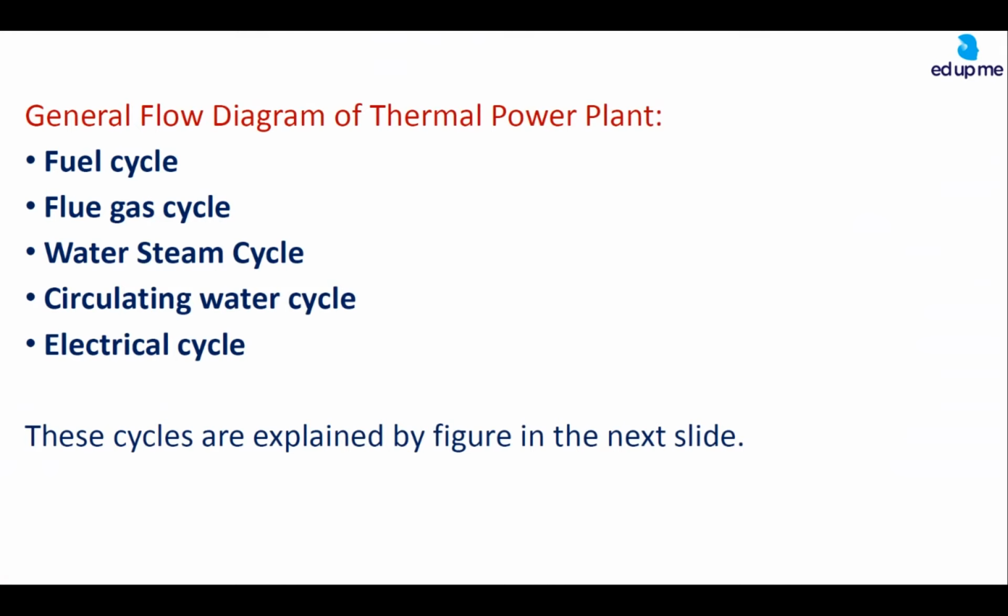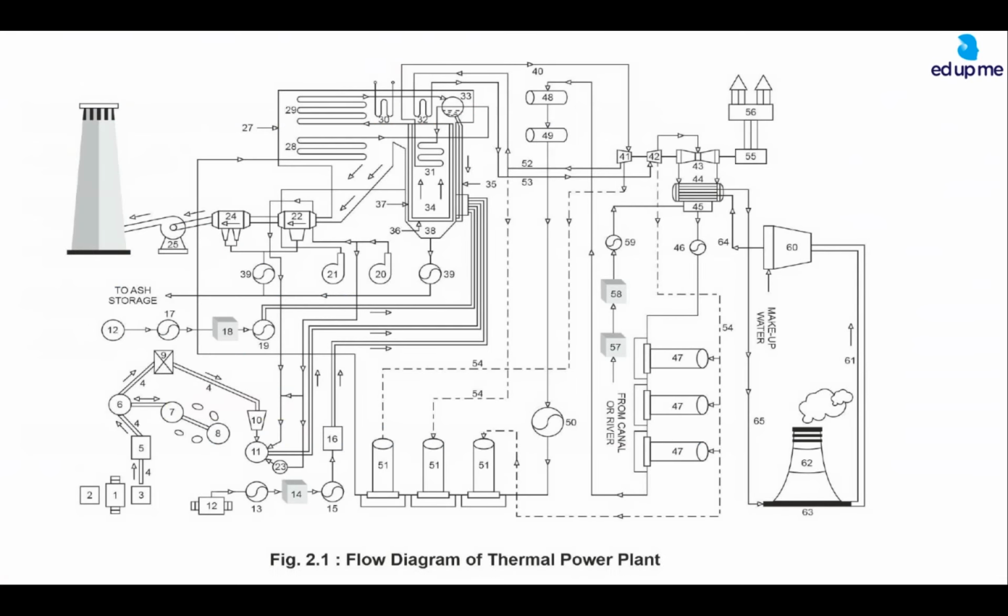So we will start with the flow diagram of thermal power plant. In the flow diagram we will see the fuel cycle, that is how the fuel is fed to the boiler, the flue gas cycle, that means the flue gases which are heating water, how do they pass in boiler, the water steam cycle, circulating water cycle, and electrical cycle. So we will be seeing these cycles in the next slide. In the next slide, the complete flow diagram is given.